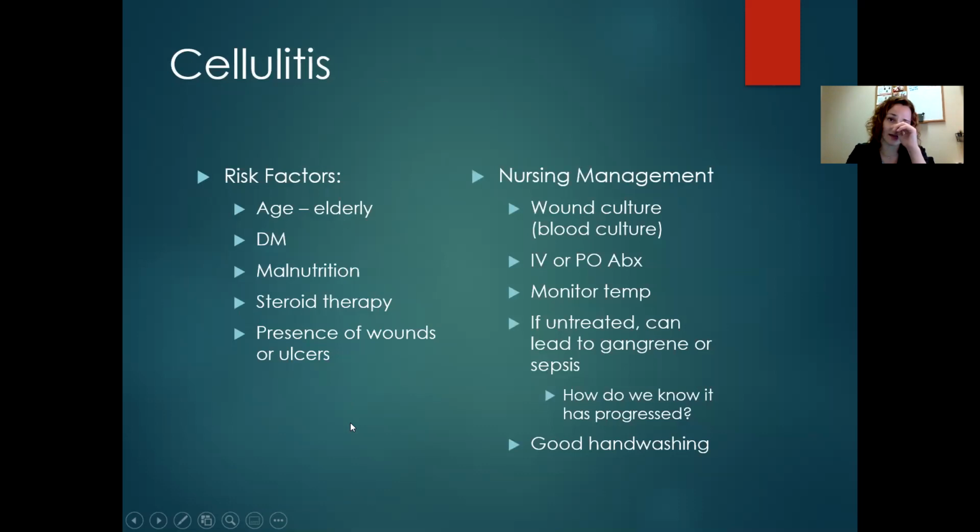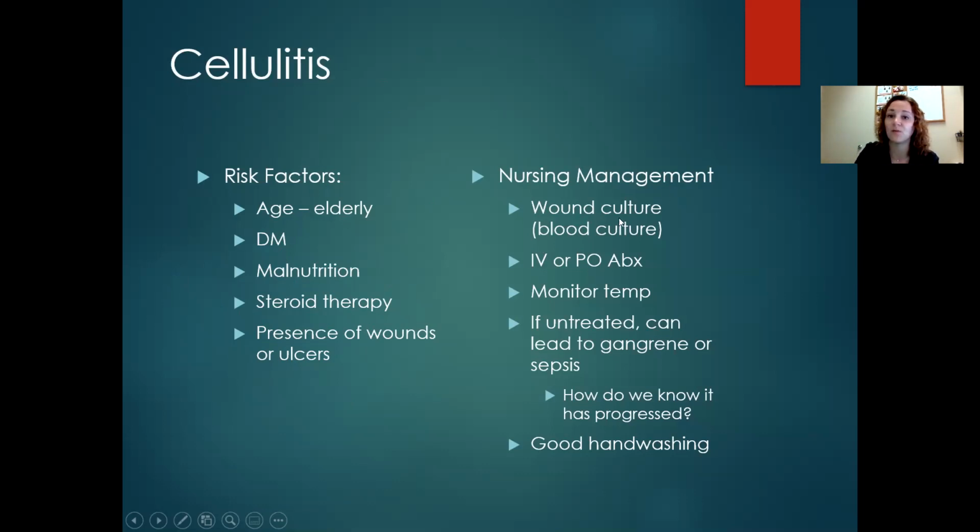Risk factors for cellulitis are elderly patients, patients with diabetes, malnourished patients, or those who are on steroid therapy for a long period of time. It's an immunosuppressant therapy, so that's what puts them at risk. And then presence of wounds and ulcers can easily transition into a cellulitis.